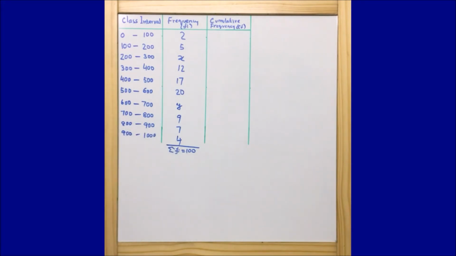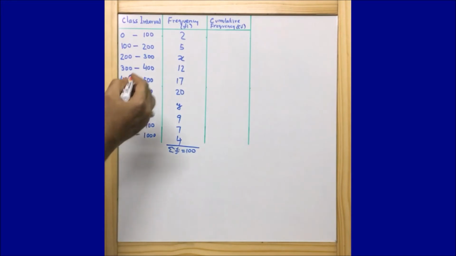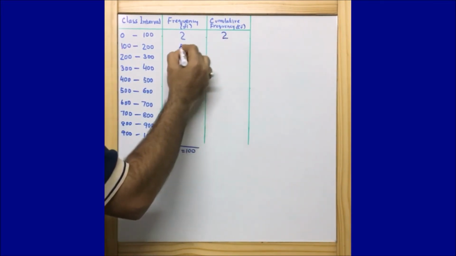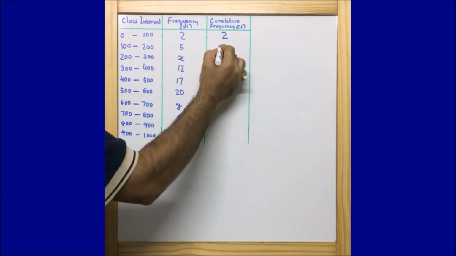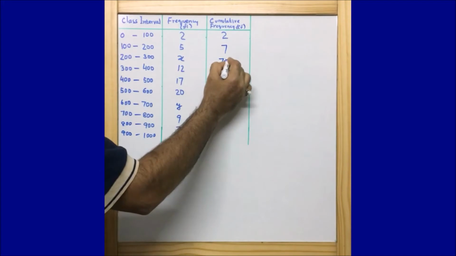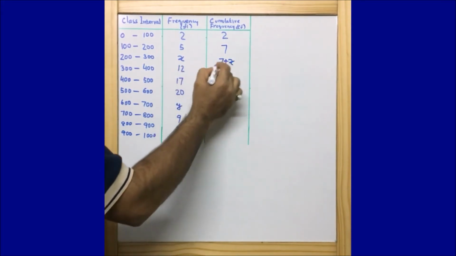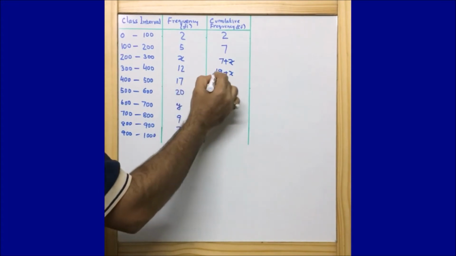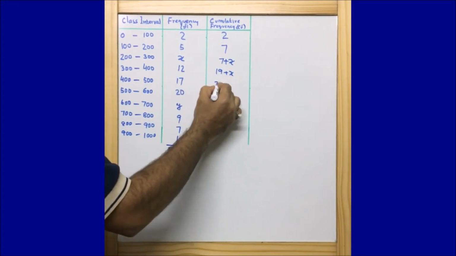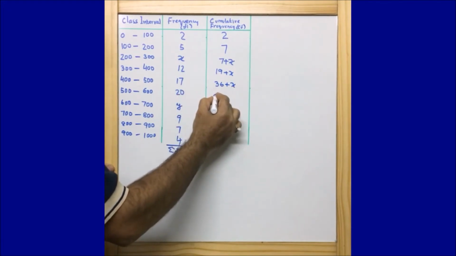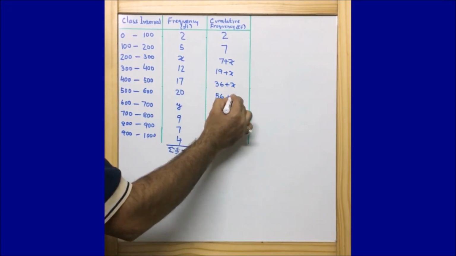Now guys, let us first of all find out the cumulative frequency. The first value will be 2, and I need to add 5 to 2, I get 7. Adding x to 7 gives 7 plus x. Adding 12 gives 19 plus x. 17 plus 19 is 36 plus x. 20 plus 36 is 56 plus x.